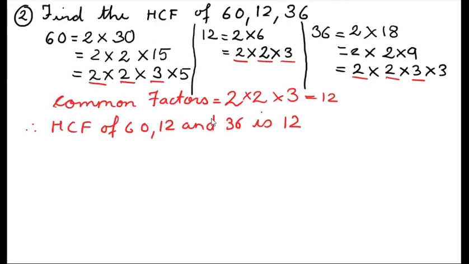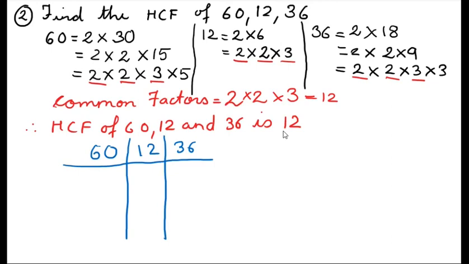This is an important and very easy method to find the HCF in a vertical arrangement, where we take all the numbers together and then find their HCF. For that, I am first writing our numbers: 60, 12 and 36. All the given numbers I have written here, and now I will show you how to find their HCF altogether. So now just look at the numbers.